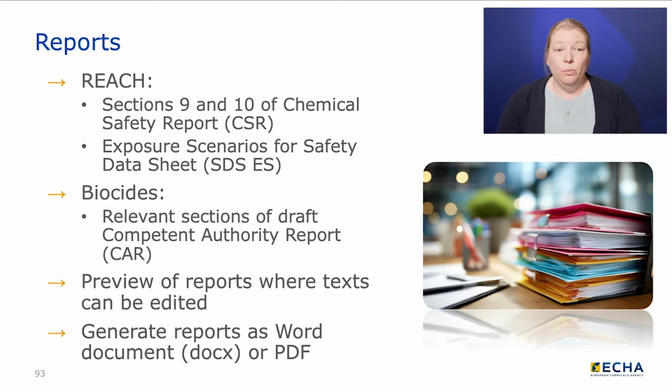So for a REACH assessment, there are two types of reports that you can generate. There is the sections 9 and 10, which are the parts with the exposure assessment and risk characterization of the chemical safety report, the CSR. And you can also generate the exposure scenarios for the safety data sheet, which we have called eSDS in Chesar Platform. If you're in a biocides assessment, of course, you need a different report. And in this case, you can generate the relevant sections of the draft or final competent authority report, or CAR.